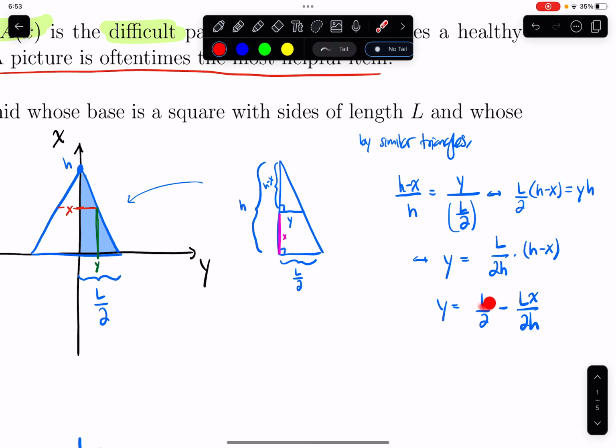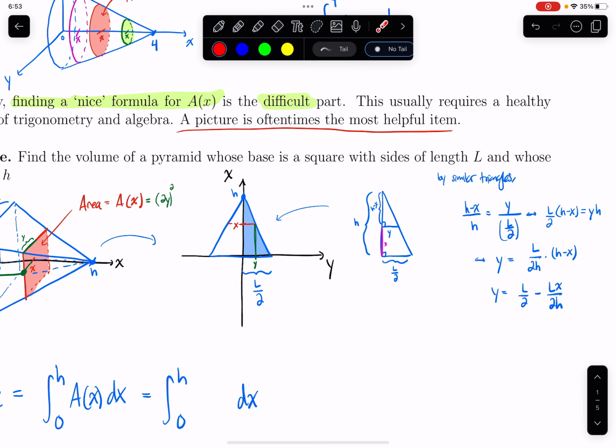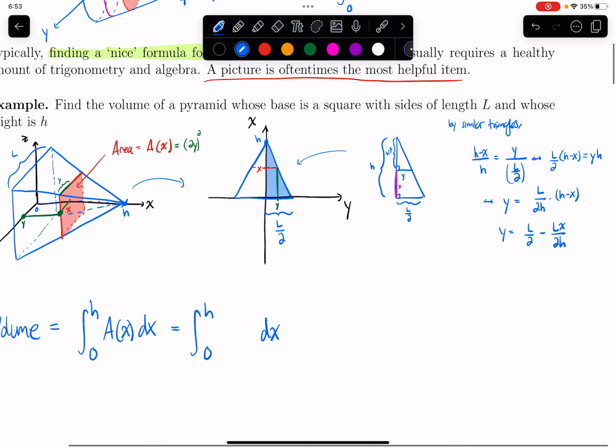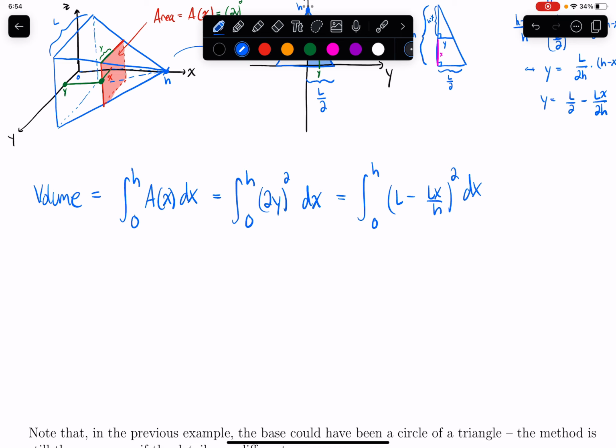Since the L and the h are both constants, this is now y given in terms of x. So if I zoom out and come back to the original problem on the left, I needed a formula in terms of x, but I only had one in terms of y, and here is a formula telling me how to compute y in terms of x. So down here, the volume computation is the integral from 0 to h of A of x, which I know from upper left is the same as 2y squared. If I substitute in y, I get the integral from 0 to h of L minus Lx over h quantity squared, where I just have to compute this integral, remembering that L and h are constants.